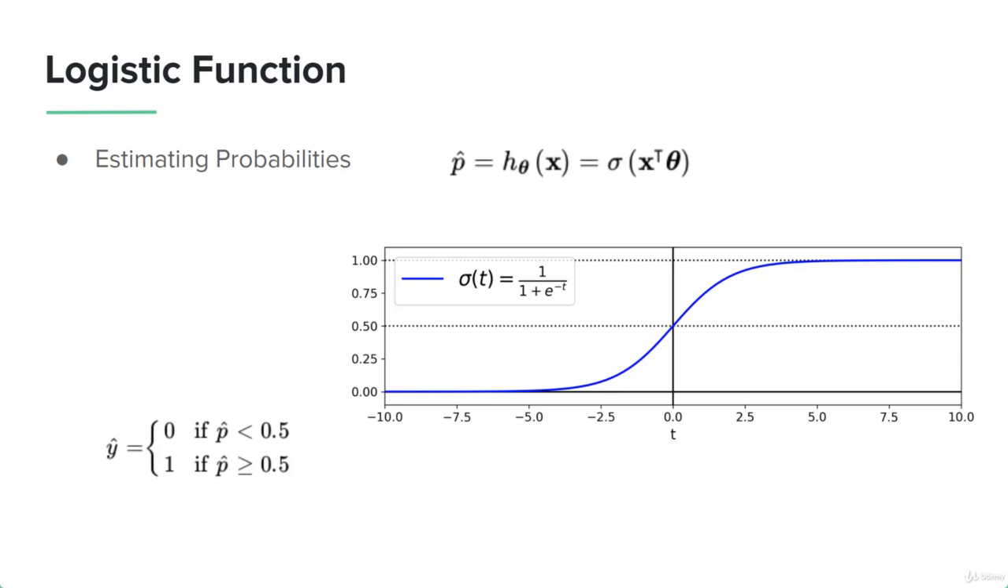Another way to put it is that it is a function to estimate probabilities. After we get the activated function value, we apply a particular threshold. The threshold tells us that if it is less than 0.5, we call the value 0, and if it is greater than 0.5, we call it 1.